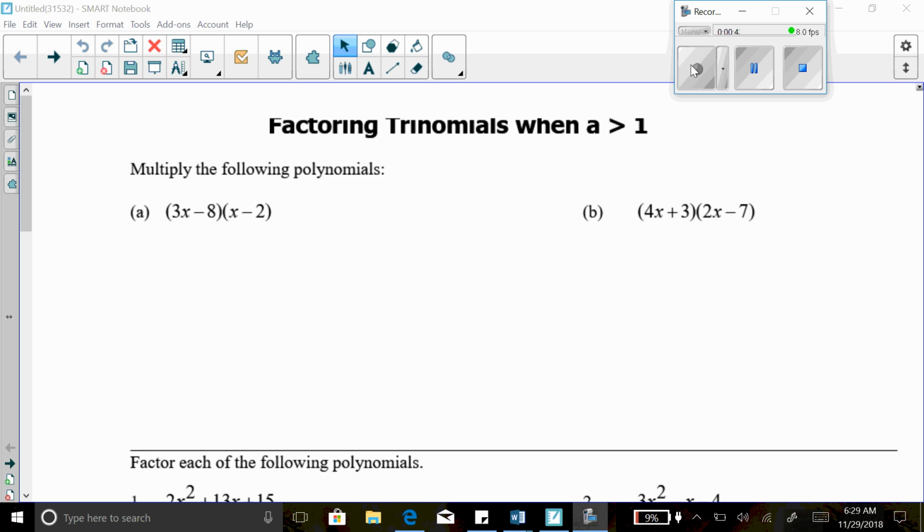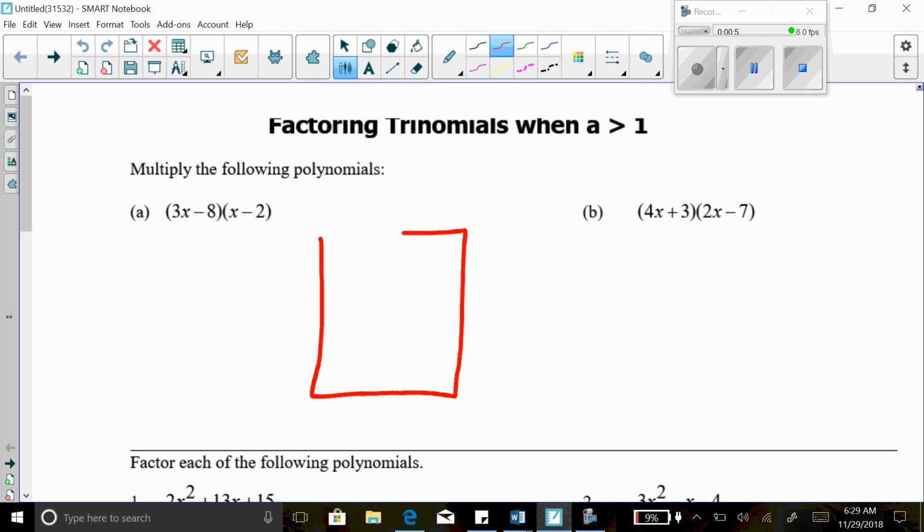All right, let's get going. So let's start with some review here. I want you to multiply the following polynomials. And we know that we do that by using the box method. You want to use the box anytime you're multiplying something that's bigger than a monomial, one term, times a monomial, one term. Okay? So I have 3x minus 8, and I have x minus 2.